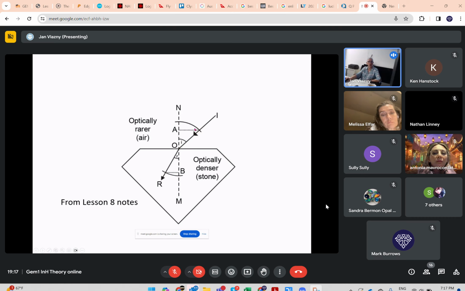So that diagram is just showing you how they say that length is going to be the same as that length. So if we make those into triangles, we're talking about those angles, and that gives us the ratio that we want. In terms of the definitions, optically rarer means less dense. Optically denser means more dense. But we can just write more dense, less dense. Is that enough?